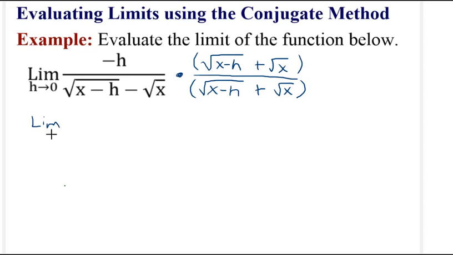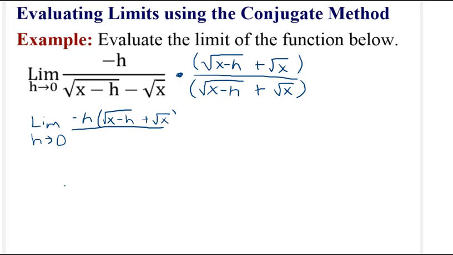So then if we continue to evaluate this on the denominator, we'll multiply it by the conjugate, but the numerator we just keep as is, because more than likely things are going to cancel. So we'll leave it as -h times the square root of x minus h plus square root of x.